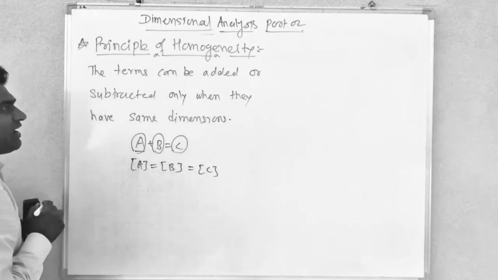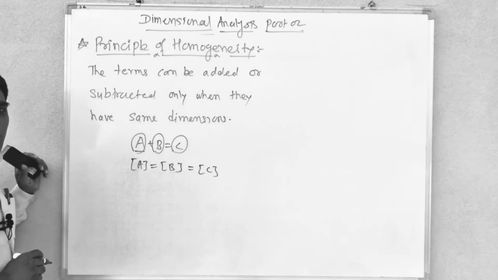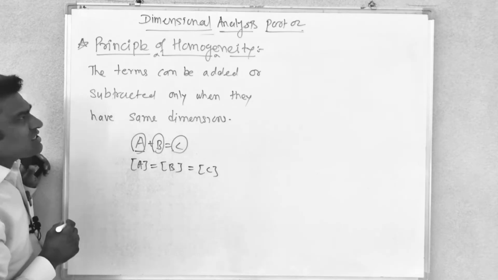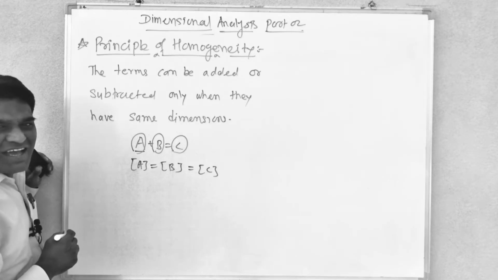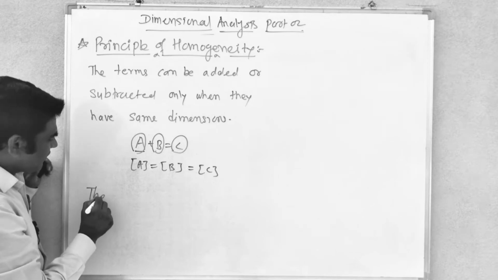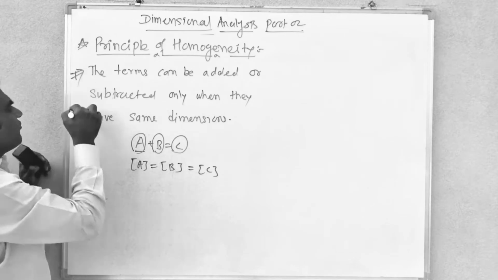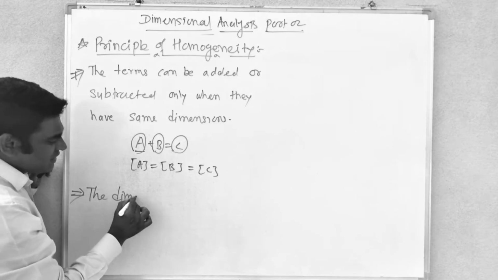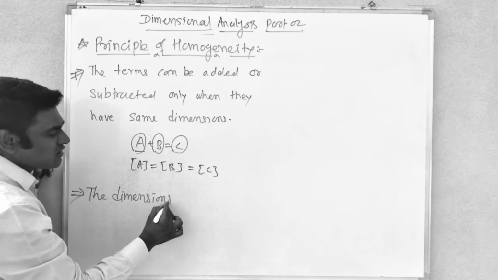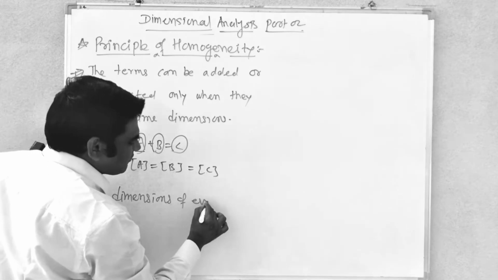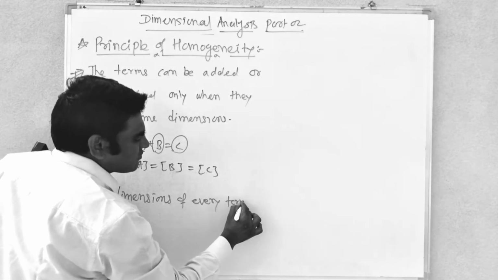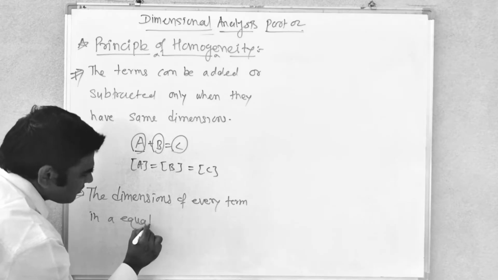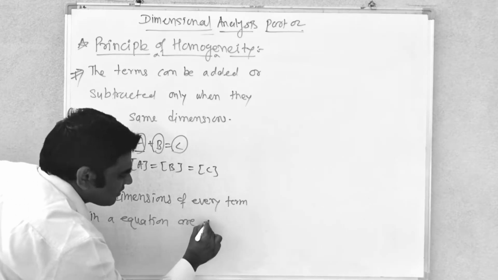Another way to express this principle of homogeneity is what? The dimensions of each term in an equation are equal. This is one way to explain. Another way: the dimensions of every term in an equation are equal.